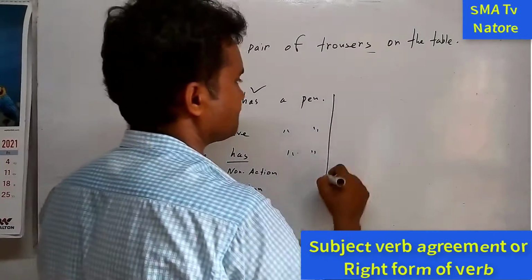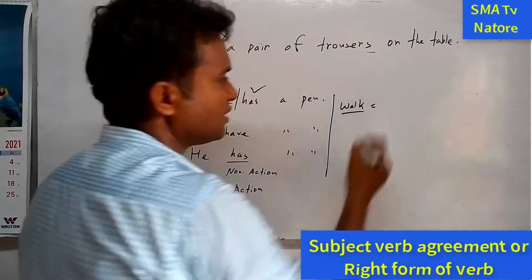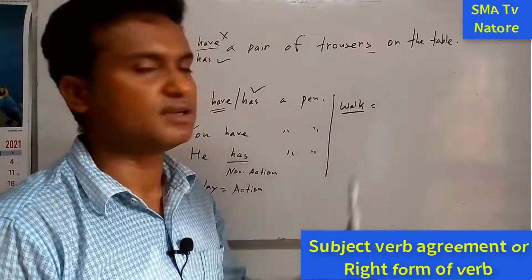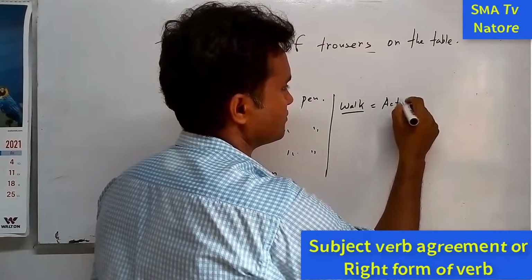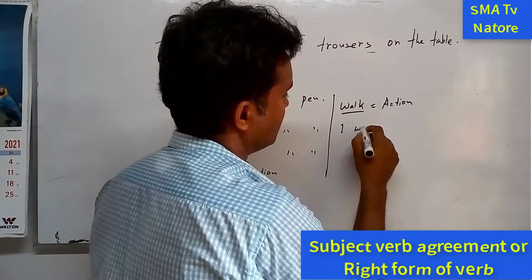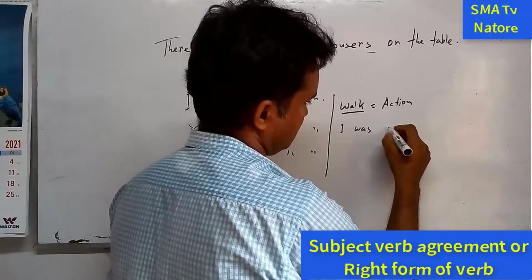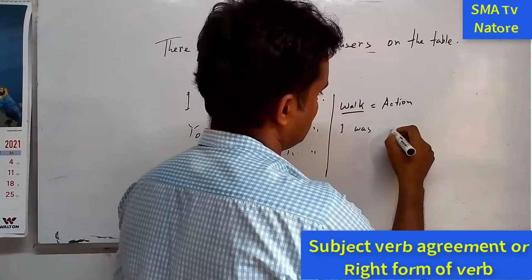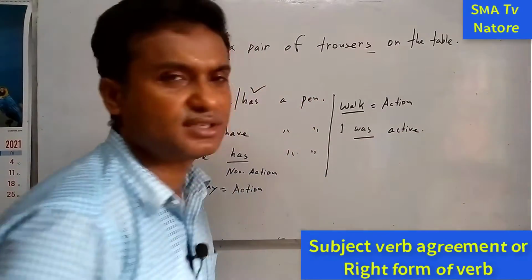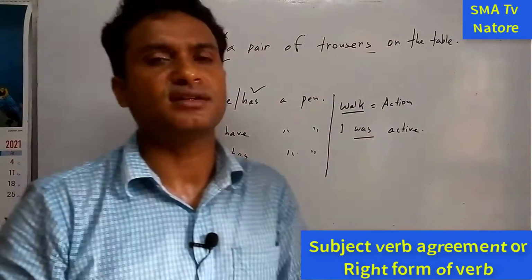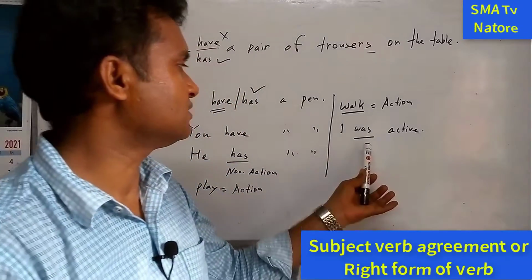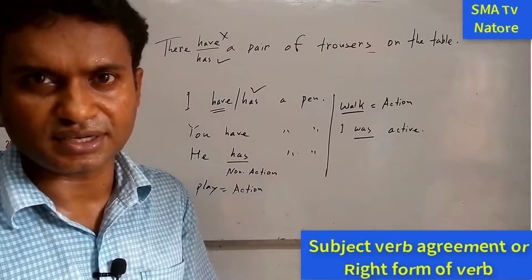For example, work. I am working, you are working. So work is doing something. For this reason, this is the action verb. But I was active. So this was is not the action verb. So all the be verbs or have verbs, these are indicating as the non-action verb. I hope you can understand.